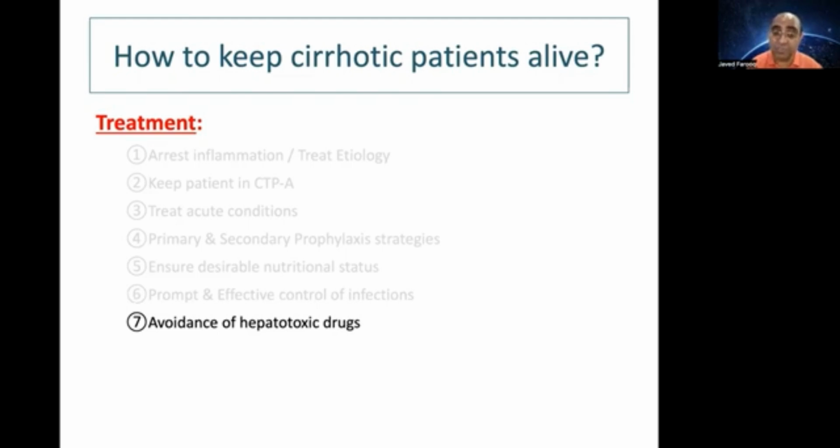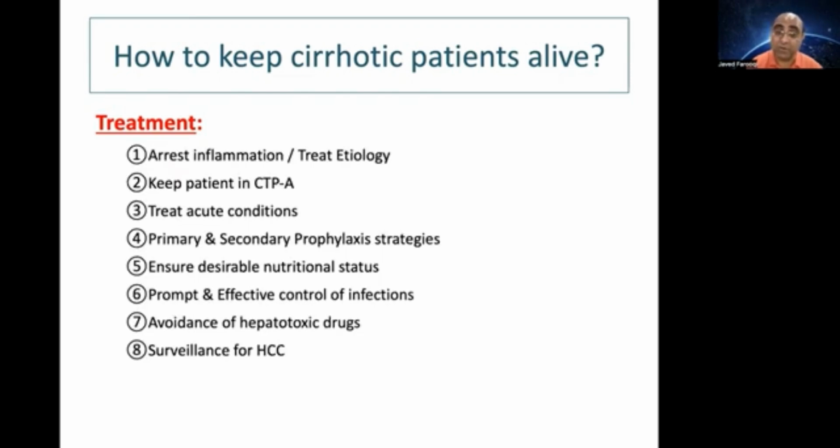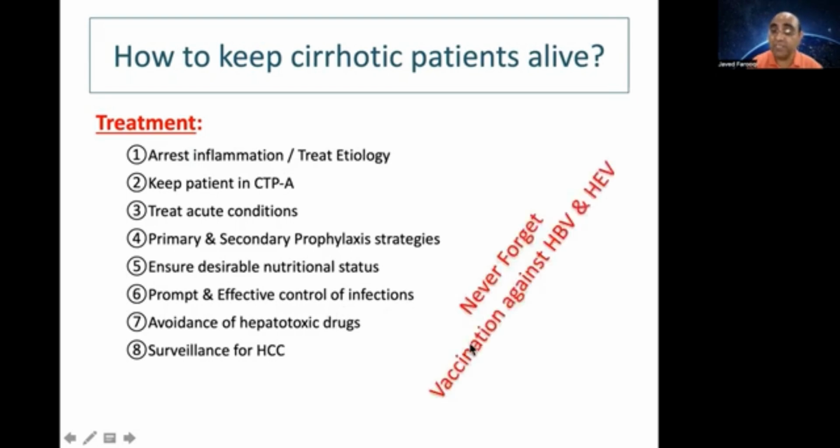The seventh is avoidance of the hepatotoxic drugs. This is very important, that patients should avoid unnecessary drugs. And the eighth is surveillance for hepatocellular carcinoma. With all these 8 aspects in mind, please never forget to vaccinate against hepatitis B if the patient's etiology is other than hepatitis B, and in all patients with hepatitis E virus vaccine. This is very, very important because our aim is to prevent the decompensation in these patients.